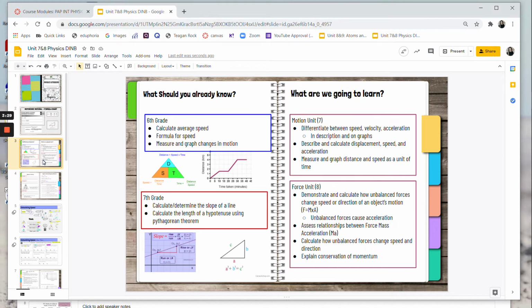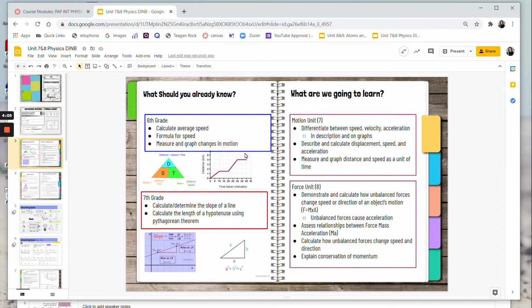What we're starting with is speed, and there's a lot of things that you've actually already learned, whether you remember them or not. You were supposed to have learned them. This is just a page of what you should already know. From 6th grade, you should have learned how to calculate speed, the formula for speed, and to measure and graph changes in motion. You did speed equals distance divided by time, and you should have seen graphs like this before in 6th grade, but I know that was quite a time ago.